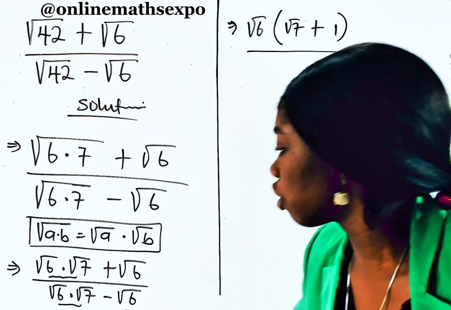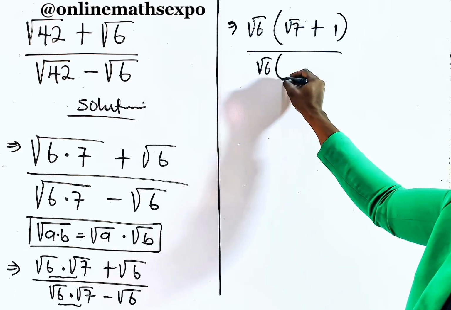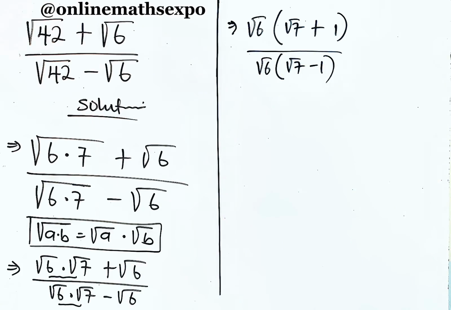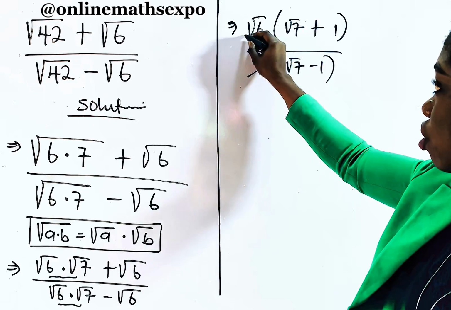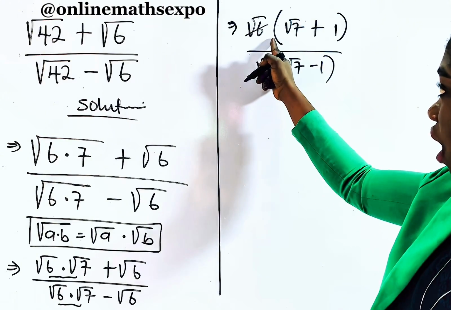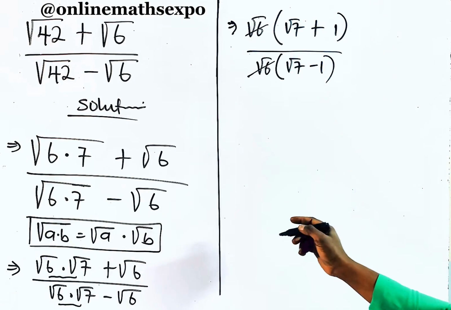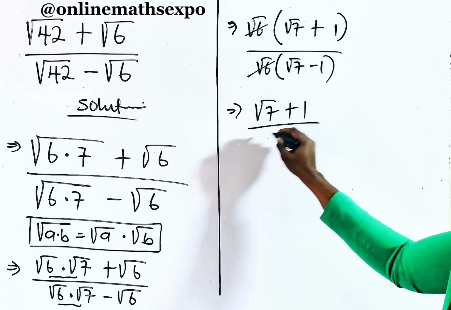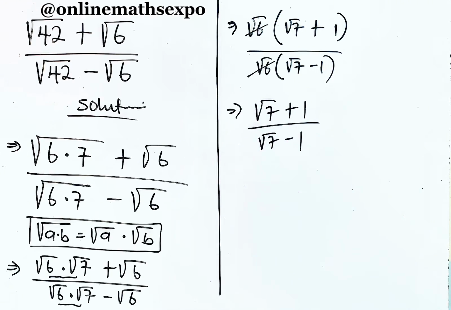Then do same at the denominator. We have root of 6, we have root of 7 minus 1. Now at this point, you can cancel these two because it is multiplying. So you are free to cancel out. So we are going to have root of 7 plus 1 divided by root of 7 minus 1.